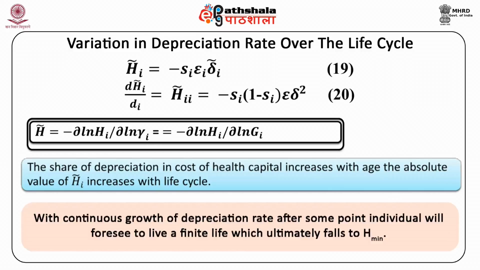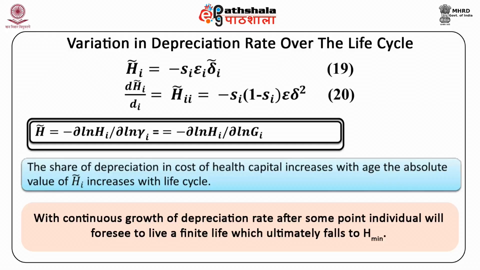with the life cycle. With continuous growth of the depreciation rate, after some point the individual will foresee living a finite life, which ultimately falls to H minimum and healthy time equal to 0. Potential earnings and total utility will be 0 at death.